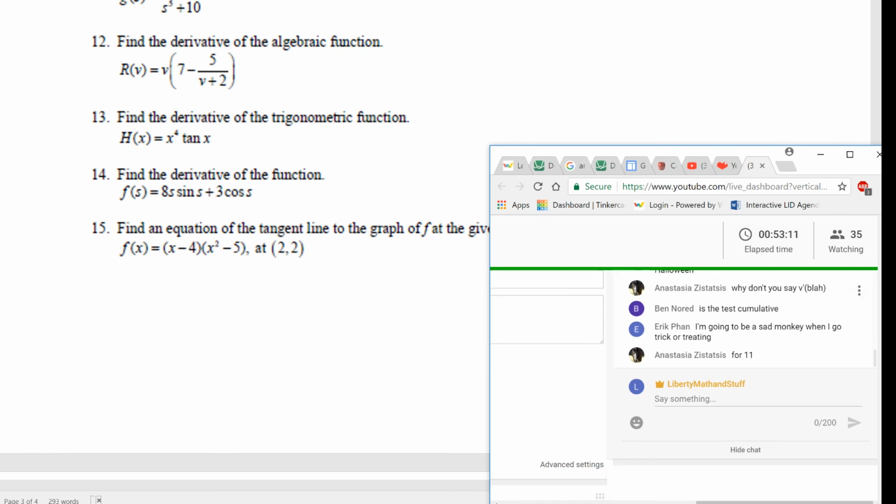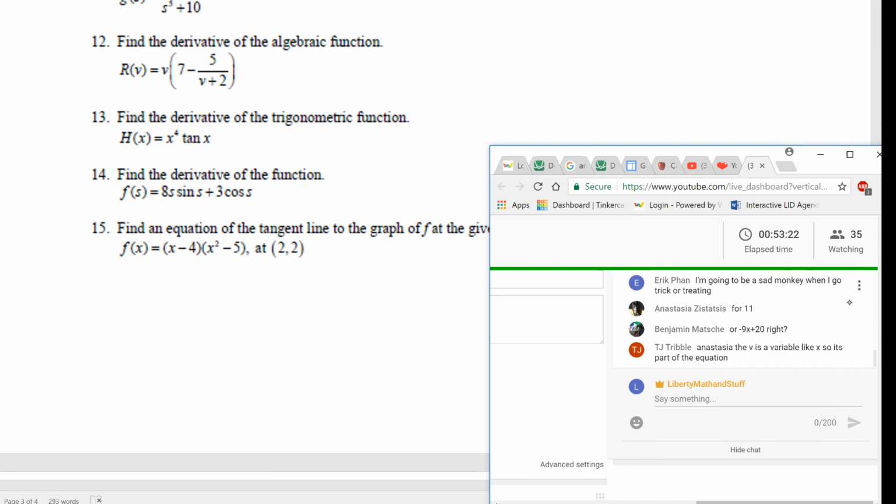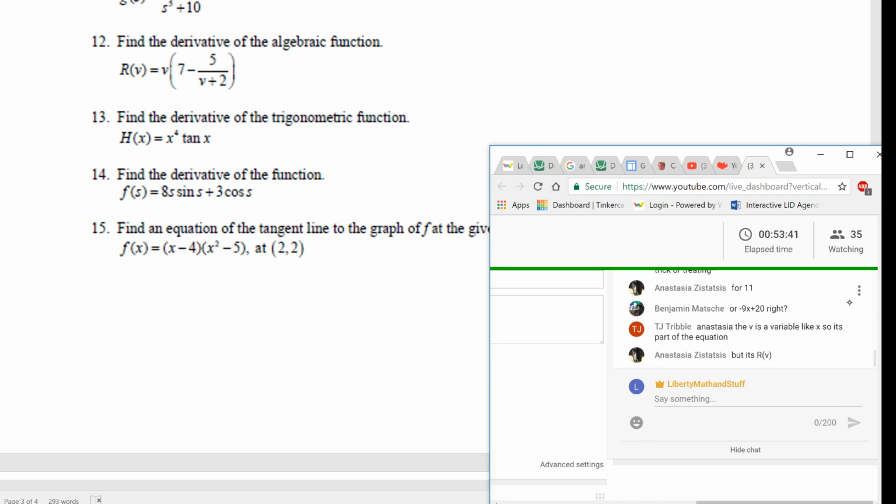Why don't you say v prime blah? Is the test cumulative? Yes. There are a few limits on there. If you remember anything of limits, you should be alright. I think the limits questions are pretty easy. There will be definitely continuity questions. There will be limits at infinity, limits at 0. Honestly, on every AP test, there's questions like those on the AP tests.